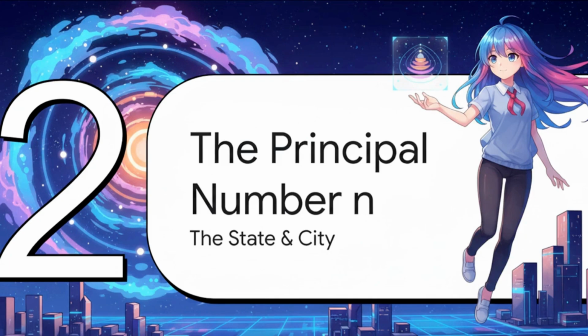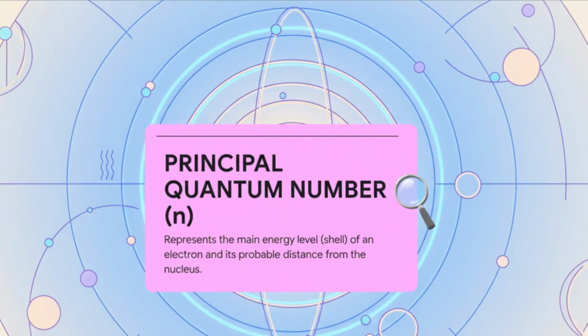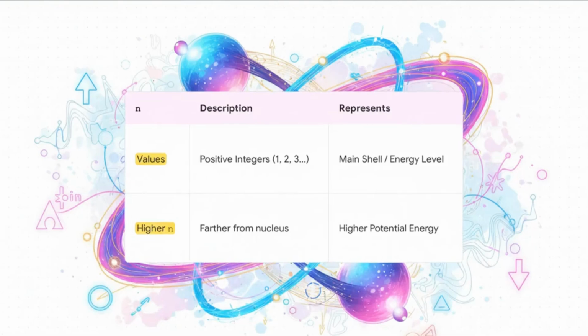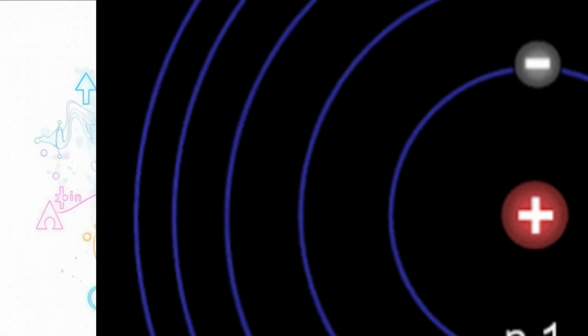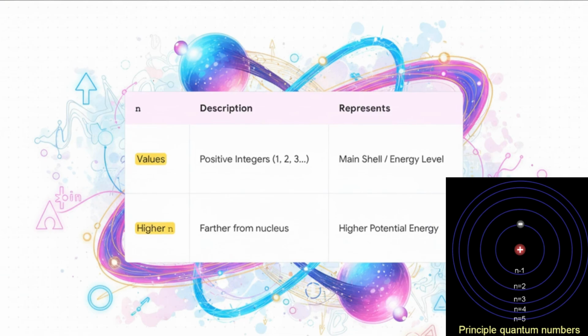We'll begin with the biggest, most general part of the address, the state and the city. This is defined by the principal quantum number, which we just call n. So n is the big picture. It tells you the main energy level, or the shell, that the electron is in. This number is really the main thing that determines how much energy the electron has and, on average, how big its orbital is. The rules for n are super simple. It can be any positive whole number, 1, 2, 3, and so on.